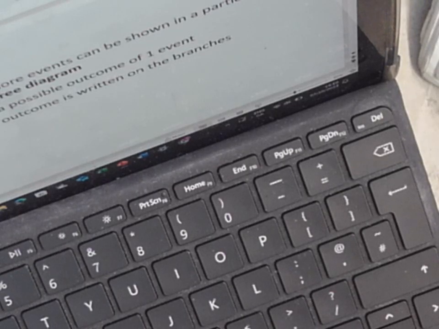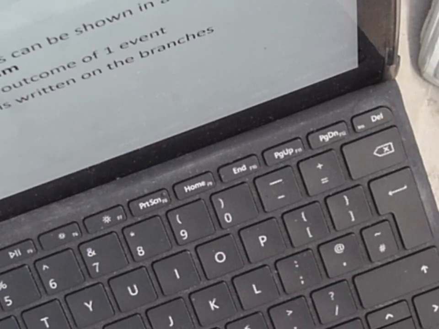Each branch represents a possible outcome of one event. The probability of each outcome is written on the branches, okay? So that's what's different this year from our tree diagrams up to junior cert. And I think maybe there were 1 or 2 questions towards the end of junior cert where we actually did this, but we're going to do this now. And the probabilities are not going to be the same.